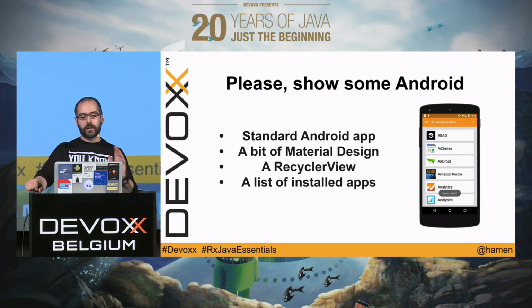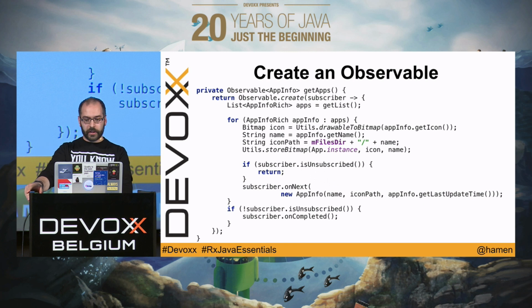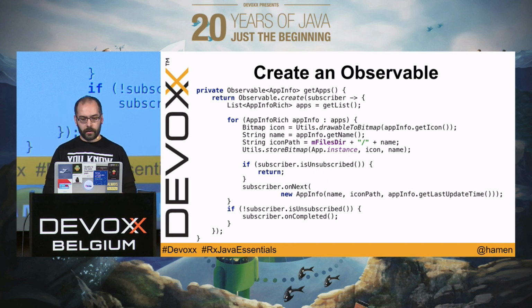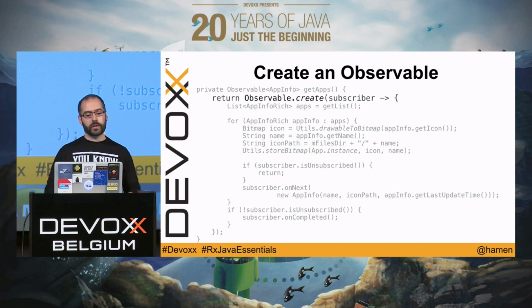Going practical, we are going to create a standard Android app. It's a material design app with a RecyclerView and a list of installed apps. Piece of cake. So first things first, how do we create an observable? We create a standard Java function that returns an observable of some type of object, some kind. We use the Observable.create function to create the subscriber.